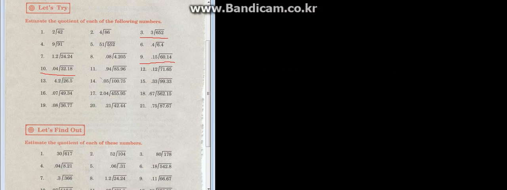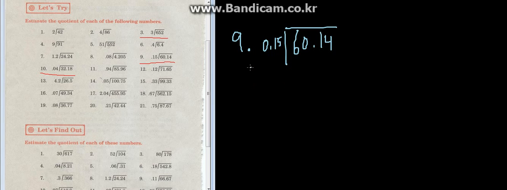Let's move on to another problem. Number 9. Number 9, it says divide 60.14 by 0.15. Well, we have decimals on both. Decimals on here and here too, on both sides. So how do we do the estimation?